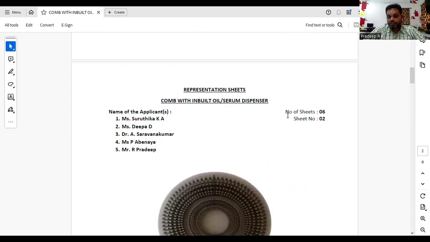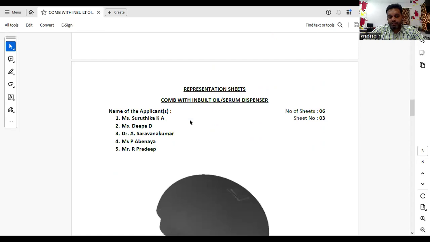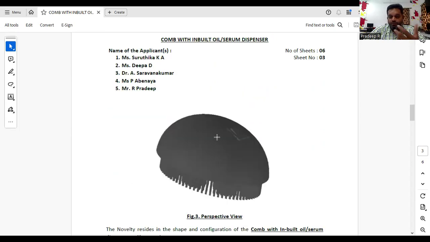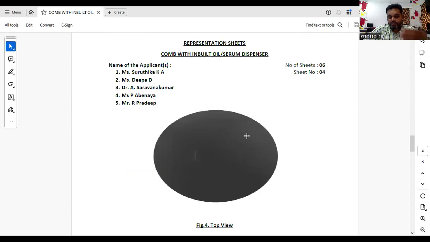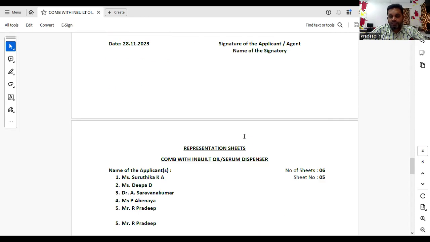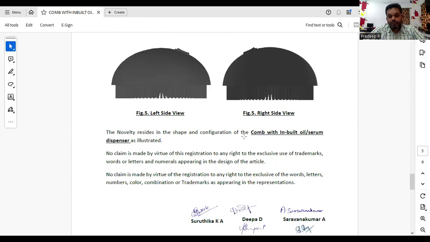In a similar way, this is the second view, the bottom view. Number of sheets will be 6, and the sheet number will be 2. The same is to be maintained. And the third one, the perspective view, normally how it looks, it has a switch. You can see if we press the switch, the serum will come, or if we don't press the switch, nothing will come. So in that way, it has to be done. Then the top view, how it looks. Then the left side and the right side views, how it looks exactly.